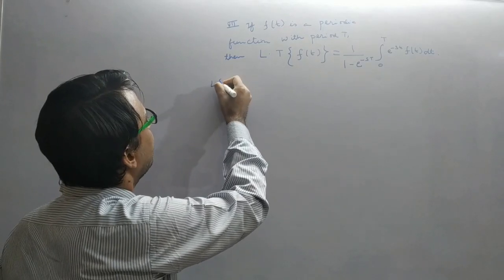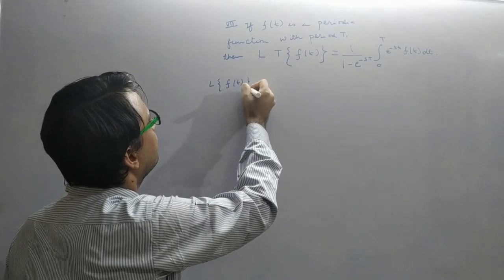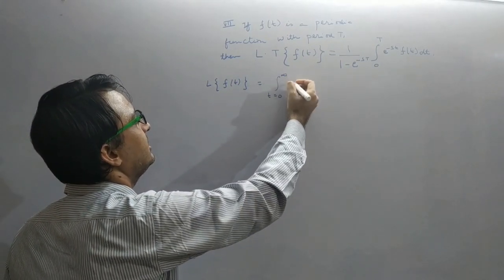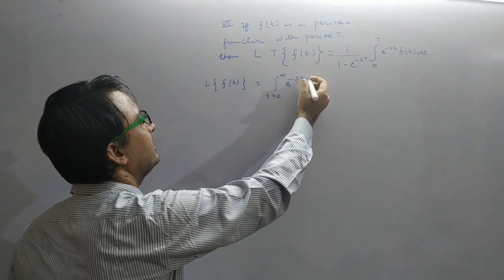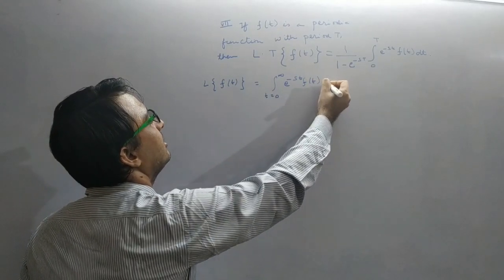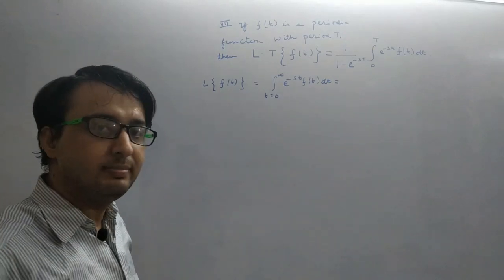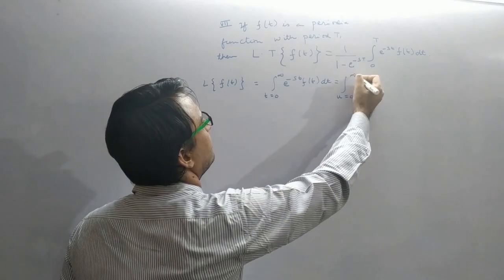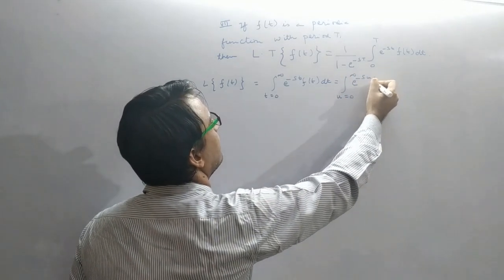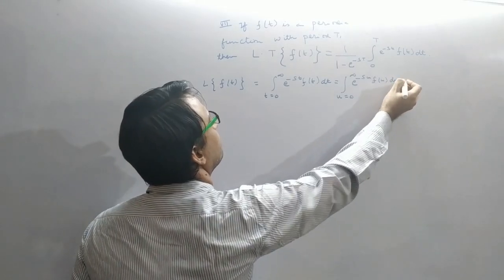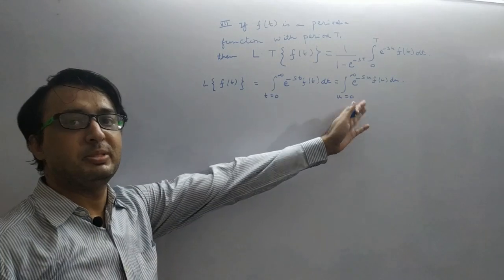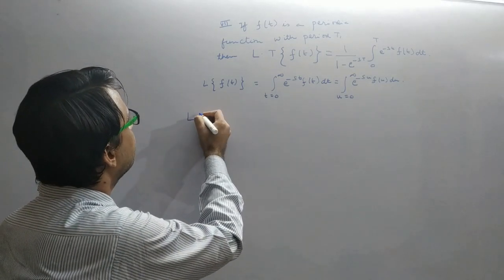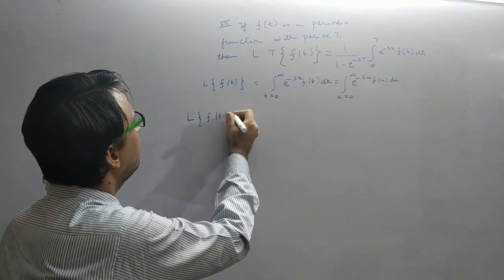We know that Laplace transform of f(t) is equal to integral from 0 to infinity e to the power minus st f(t) dt, and we know that in any definite integral, we can change the variable. We can write it as integral u is equal to 0 to infinity e to the power minus su f(u) du. Everything seems perfect.